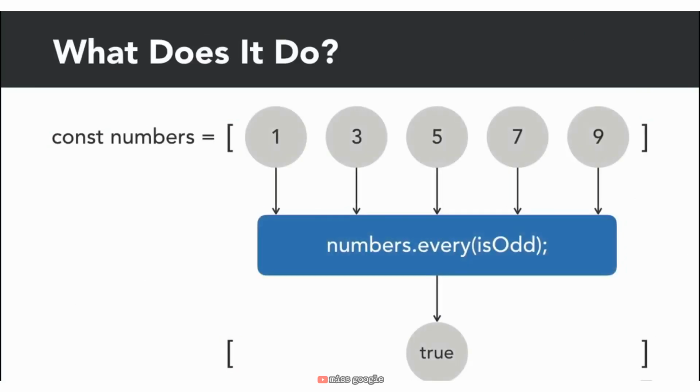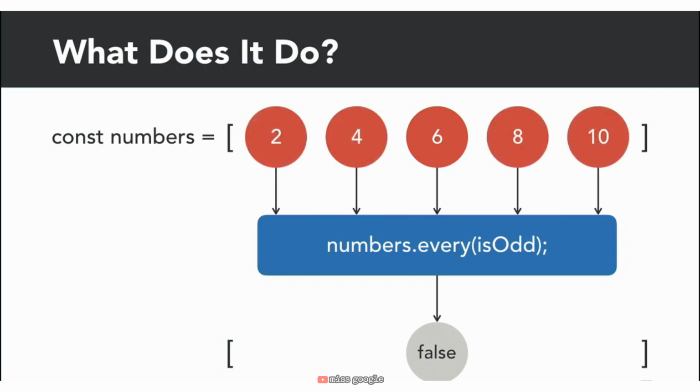Every returns true if and only if a given condition is true for every single element in our array. Otherwise, it returns false. So for example, if we have an array of all odd numbers, and we call every with a function that checks if a number is odd, it will return true. But if there's a single even number in our array, it will return false. And of course, if the array contains all even numbers, it will return false as well.